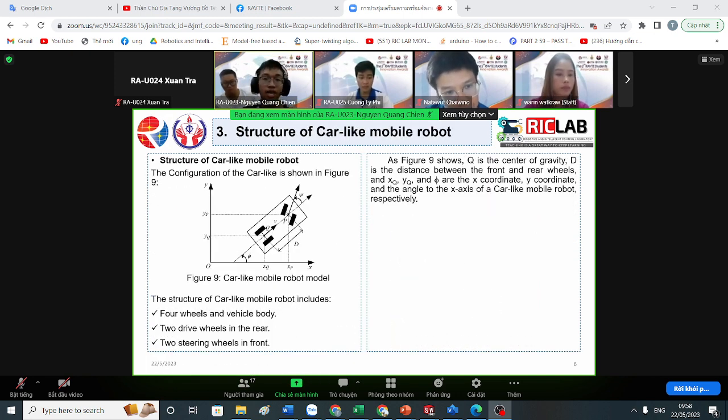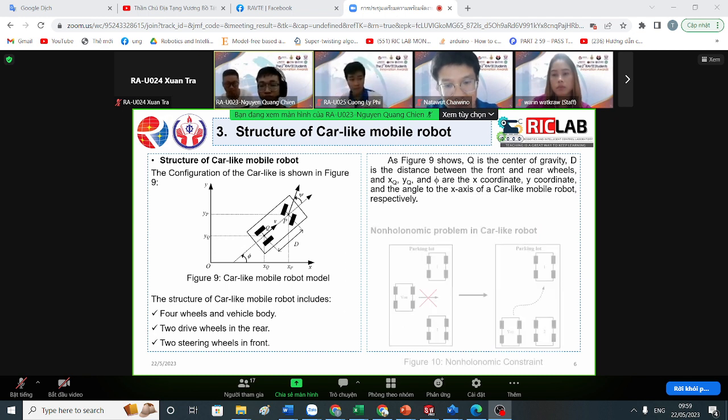Next is the structure of the car mobile robot. In figure 9, you can see the car mobile robot model. The structure of the car mobile robot includes 4 wheels and velocities. You can see in figure 9, 2 rear wheels, which you can use for moving the car, and 2 steering wheels in the front for turning left or turning right. And some symbols in figure 9 are mentioned on the right-hand side.